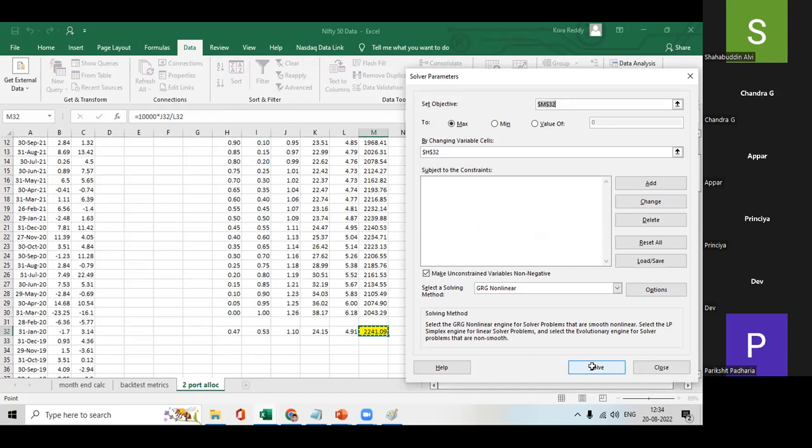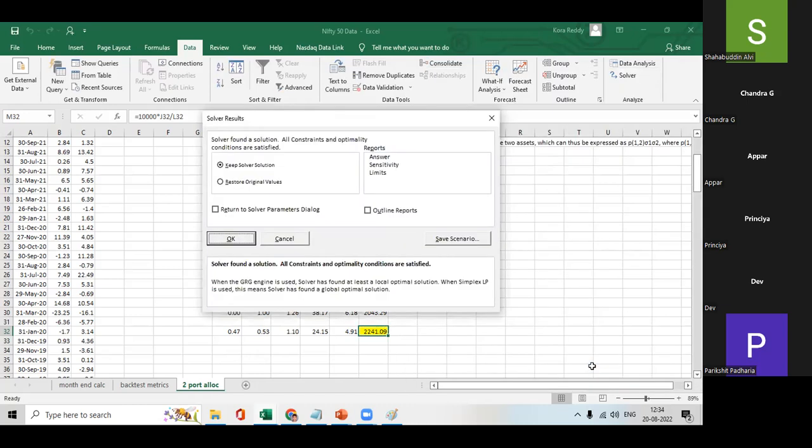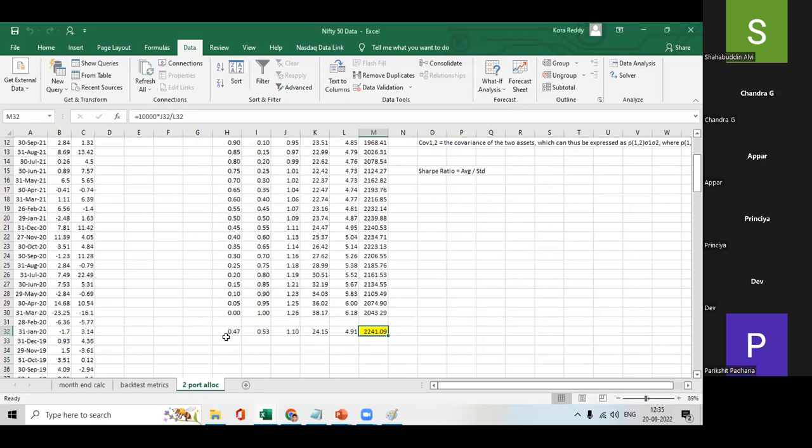So when you are solving here, the iterations will come. It's the same because it's already solved. This is how you allocate two portfolios.